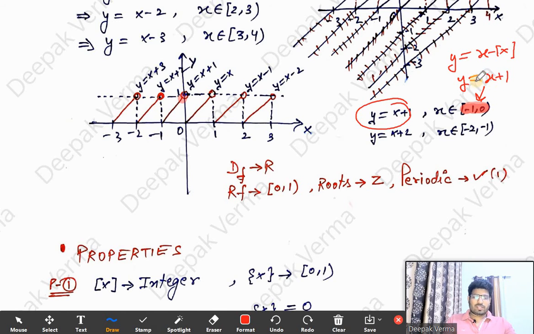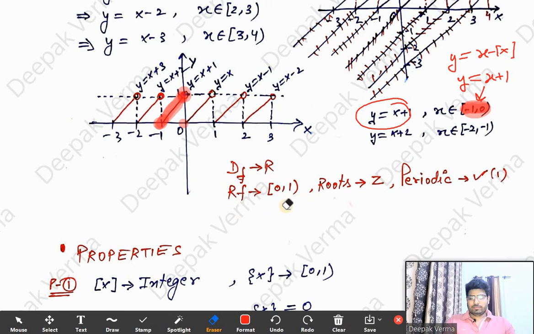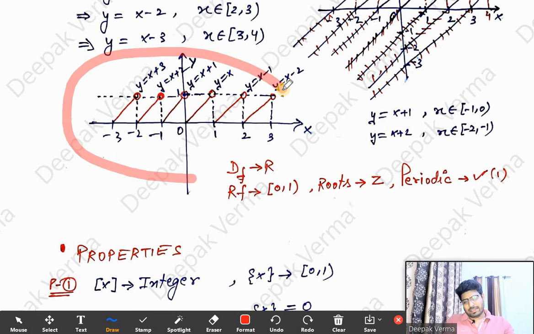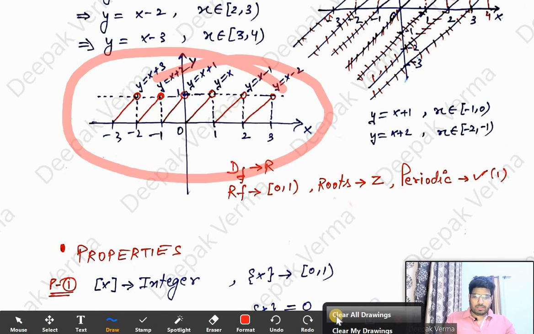If you put x equals 0, we get y equals 1. If you put y equals 0, we get x equals -1. Join these 2 points, we will get the line. Got it? But we have to keep the portion of the line between -1 and 0 only. -1 and 0 means this one portion only, so we can remove this portion. Similarly, in the same manner, we will get these lines. So finally, this is the graph of the fractional part. I hope you got the point.